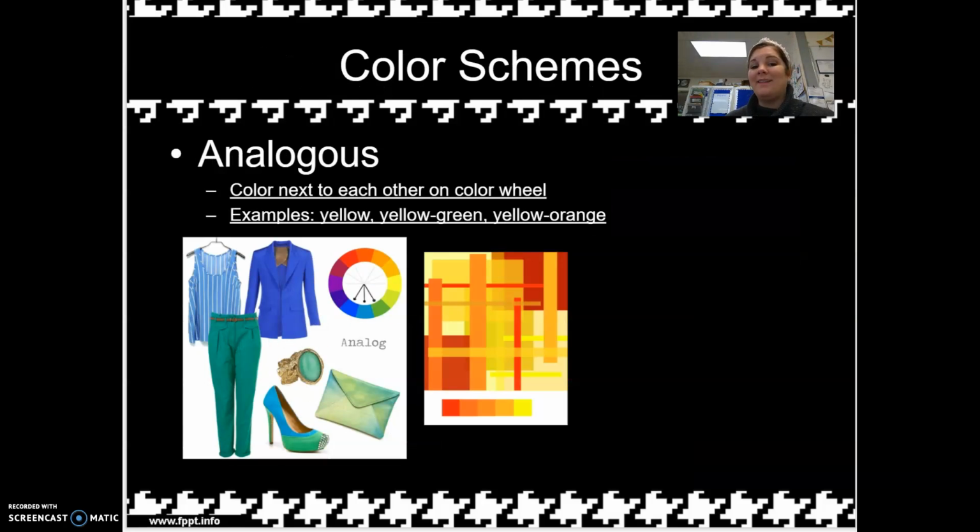Then we have analogous, and these are colors that are next to each other on the color wheel. So I think of like a piece of pie. So 1, 2, 3 colors next to each other on the color wheel. Example would be yellow, yellow-green, yellow-orange. The other example I have down here is the blue, blue-green, and green. So those are all examples there.